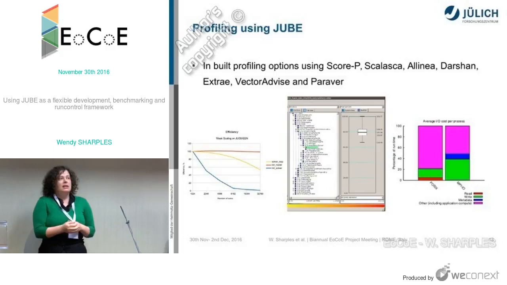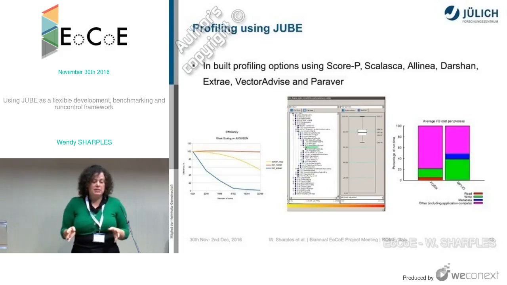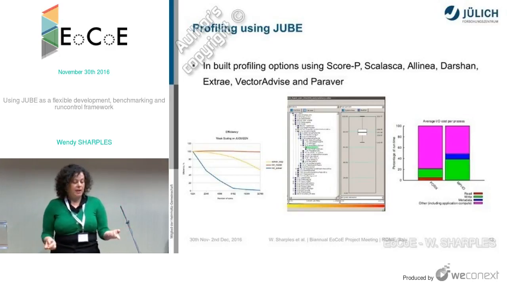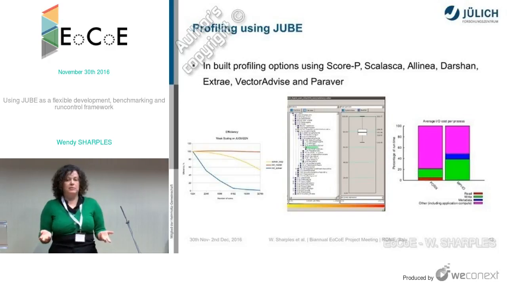Before this, we were using a series of user-defined scripts, which is not very robust. And going into now the profiling options using JUBE. So these are just a few of the ones we've got: Scorep, Scalasca, Linaro, Darshan, Cray, Vector Advisor, and Paraver. And some examples of output. So we're looking at efficiency on new queen, weak scaling, looking at the load imbalance and cube after we've collected traces. And this is a Darshan IO report, for example.